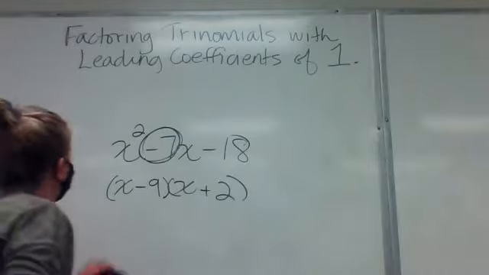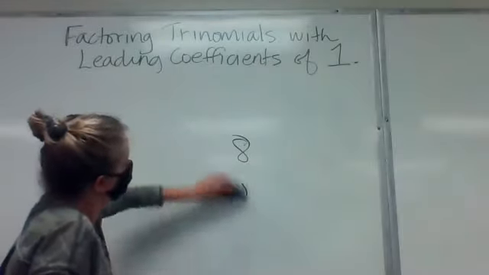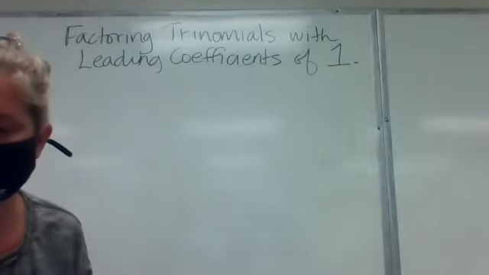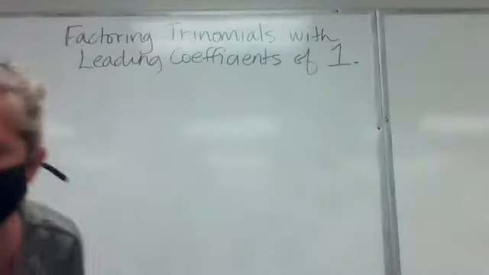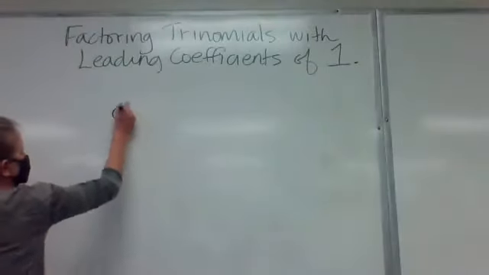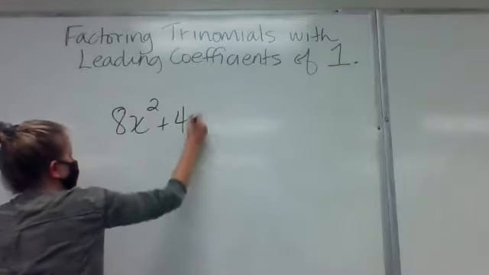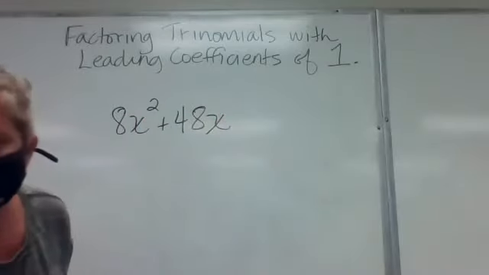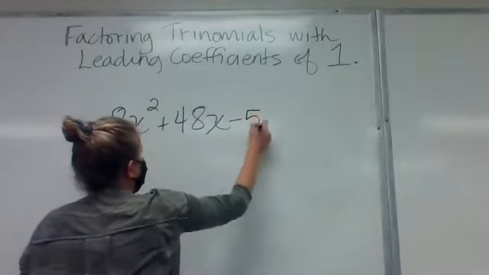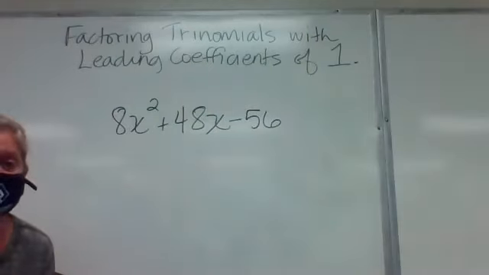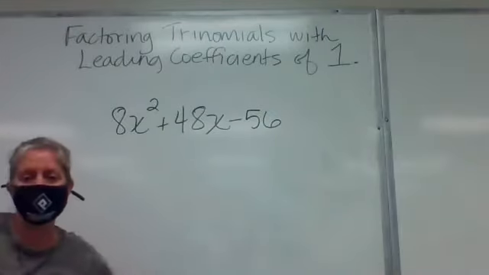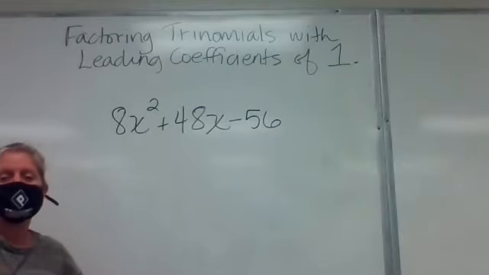Now, let's look at something else. This is what you're going to see like on number 8. You've got 8x squared plus 48x minus 56. What did I say? Minus 56. So this looks different because this time there is a number other than 1 in front of my x squared. But let me tell you what overruns everything.